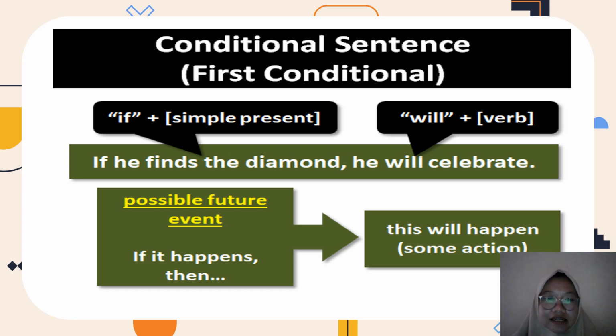Okay, so here's the formula of the first conditional sentence. If simple present, and then will plus verb 1. So here's the example. If he finds the diamond, he will celebrate. If it happens, then a possible future event: if he finds the diamond, and then this will happen. He will celebrate.